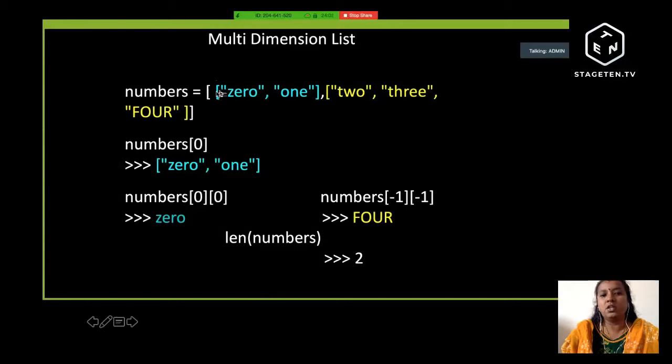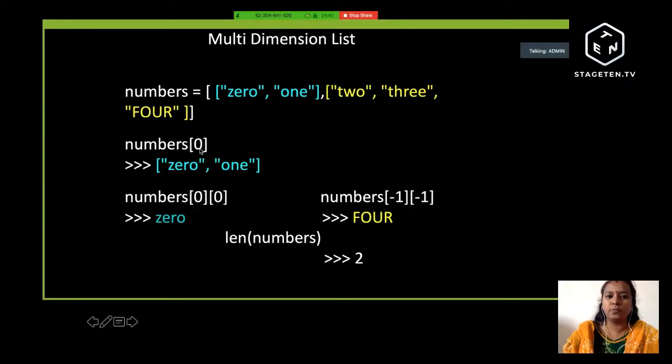So here 0 and 1 are list 1, and 2, 3, 4 are list 2, which is inside the list number. When you have multiple lists inside it, you can access like this. When you access number of 0, the total first list will be accessed. So if you give the index number of 0, you will get list 1 as the output. And when you give number of 1, you will get the second list. If you have another list, then you have to access with number of 3.